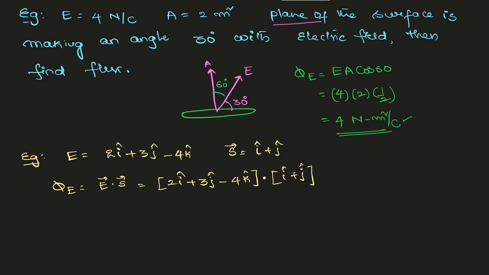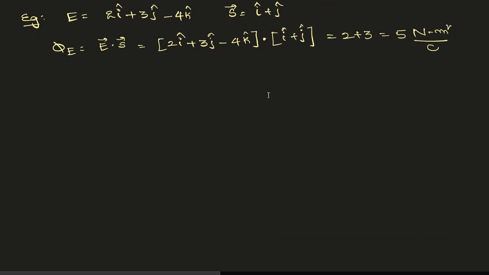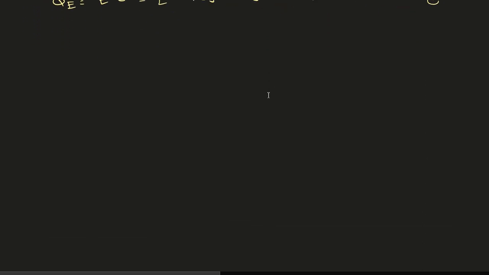So I dot I will be 1 and j dot j also will be 1. So we'll have 2 plus 3, which is equal to 5 Newton meter square per Coulomb. So this kind of question you can expect based on electric flux. And we have one more point like this: flux leaving is taken as positive, and flux entering is taken as negative.